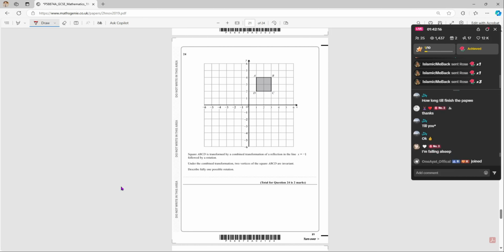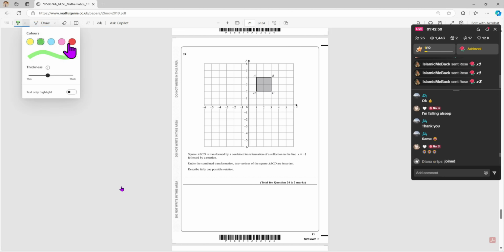Square ABCD is transformed by a combined transformation of a reflection in the line x is equal to -1. Under the combined transformation, two vertices of the square ABCD are invariant and describe fully one possible rotation. Now, when it says invariant, what does it mean? Does anyone know what the word invariant means? This word over here, we have the word invariant.